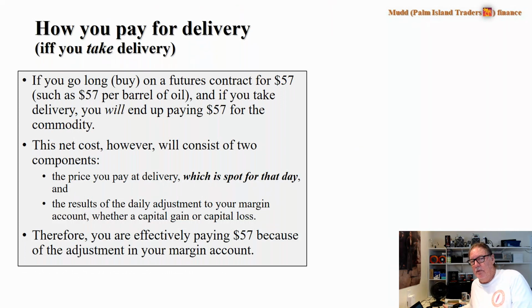So the final thing you have to take into account is that if you're in a $57 long contract, this does not entitle you to buy oil at the spot price of $57 when it comes time for delivery. You pay the spot for that day just like everyone, including those who were never in a futures contract. It's the change in your cash account due to settlement that allows you to adjust the effective price to $57. And a lot of people kind of forget that too.